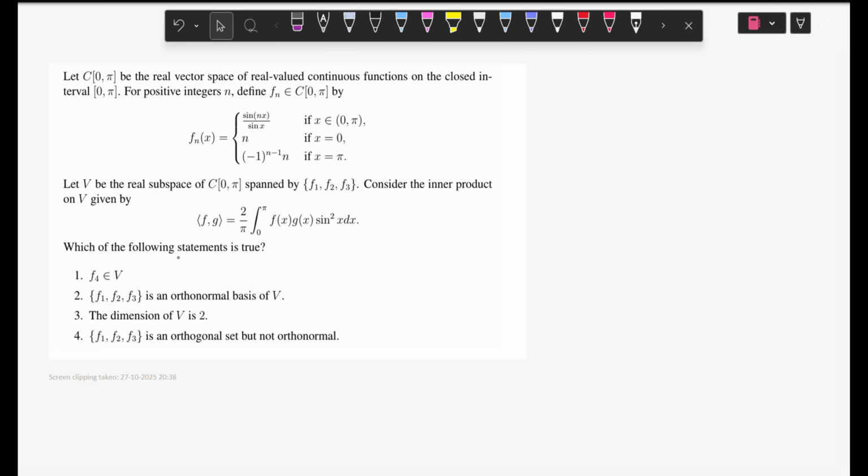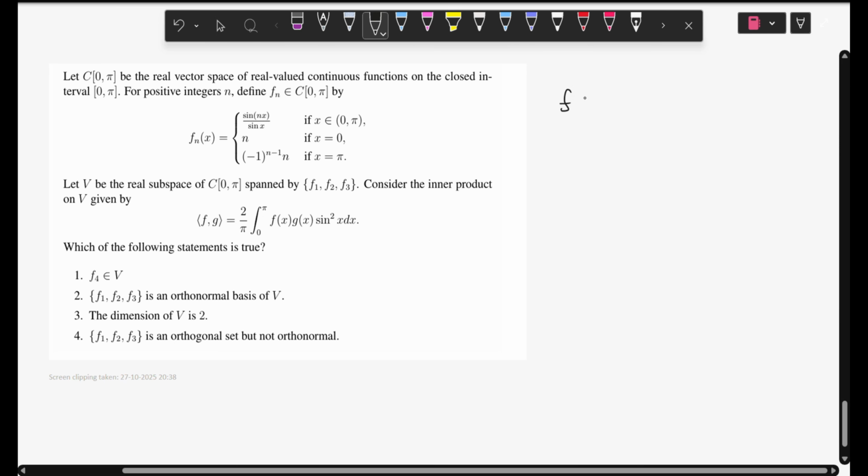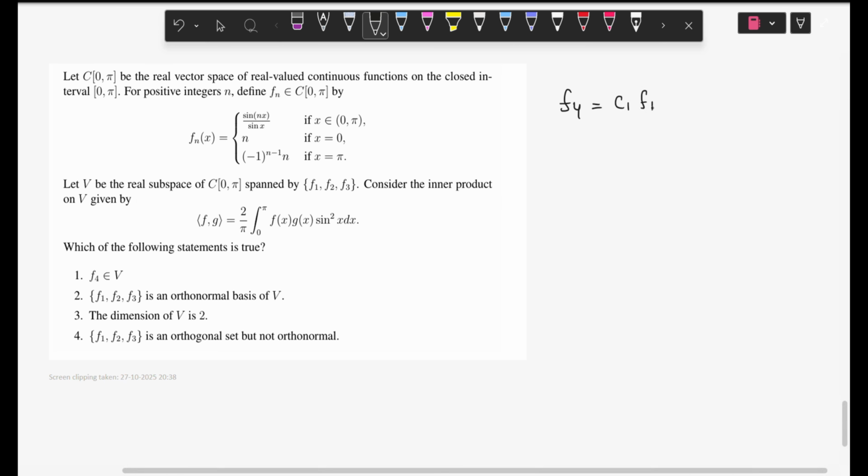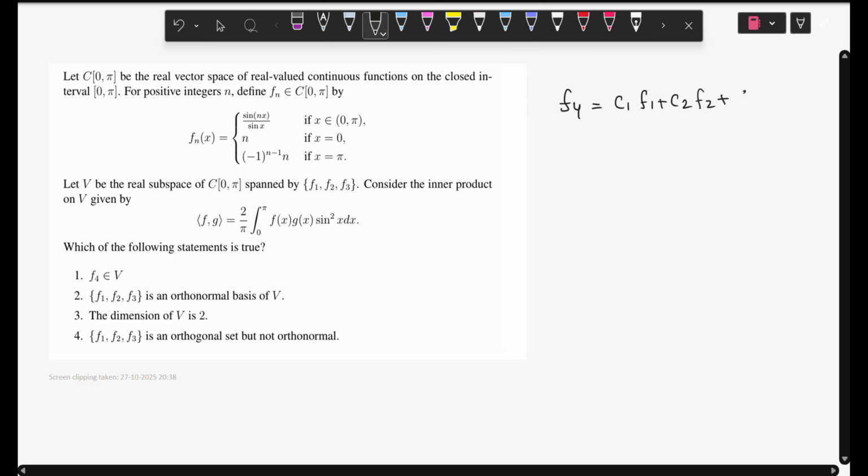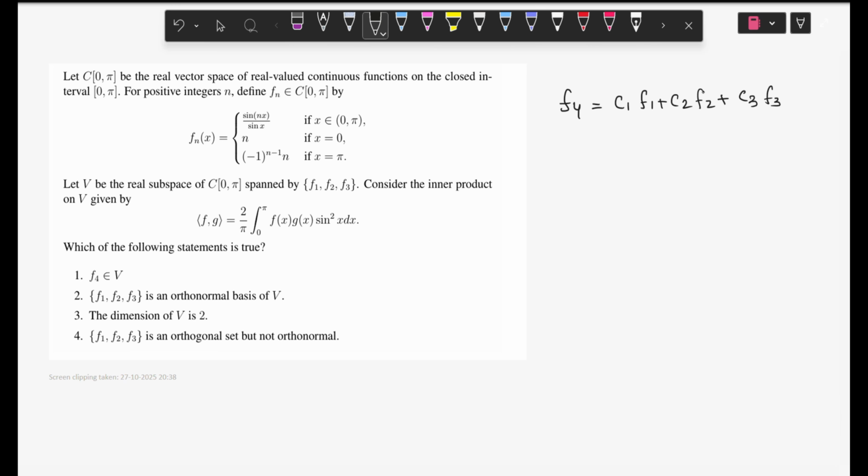First, they are saying that f4 belongs to this. So for that purpose, what does f4 belonging to V mean? We can write f4 as a linear combination of f1, f2, f3, right? So let's check it out. Can we write f4 as this, c1 f1 + c2 f2 + c3 f3? That means, can I express f4 as a linear combination of f1, f2, f3 or not?